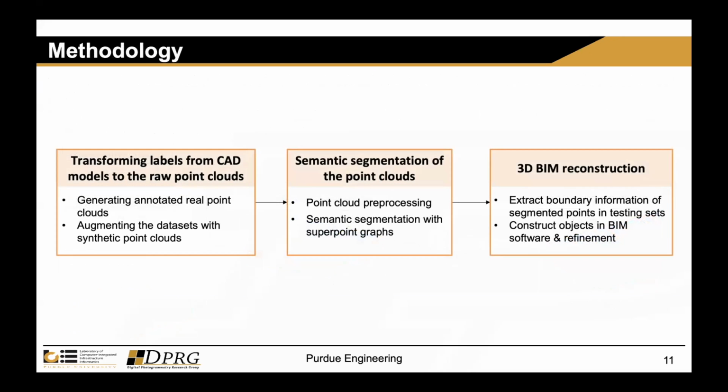The methodology we took consists of 3 steps. To speak at a high level, the first step is to transfer the label information of object classes from the CAD model to the point clouds, where annotated real point clouds are augmented by synthetic point clouds. The second step is to train the deep model to learn features from the produced labeled point clouds. And lastly, the segmented results of a testing model are used to generate 3D models in the BIM platforms.